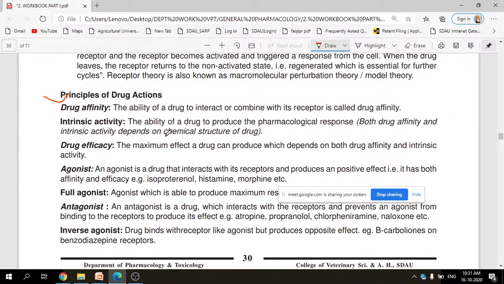The maximum effect a drug can produce depends on both drug affinity and intrinsic activity. You have to simply remember that affinity means the ability of the drug to bind to the receptor, and after binding, the ability to produce a response is called efficacy. Intrinsic activity is the drug's own inherent, inbuilt capacity to produce a response.